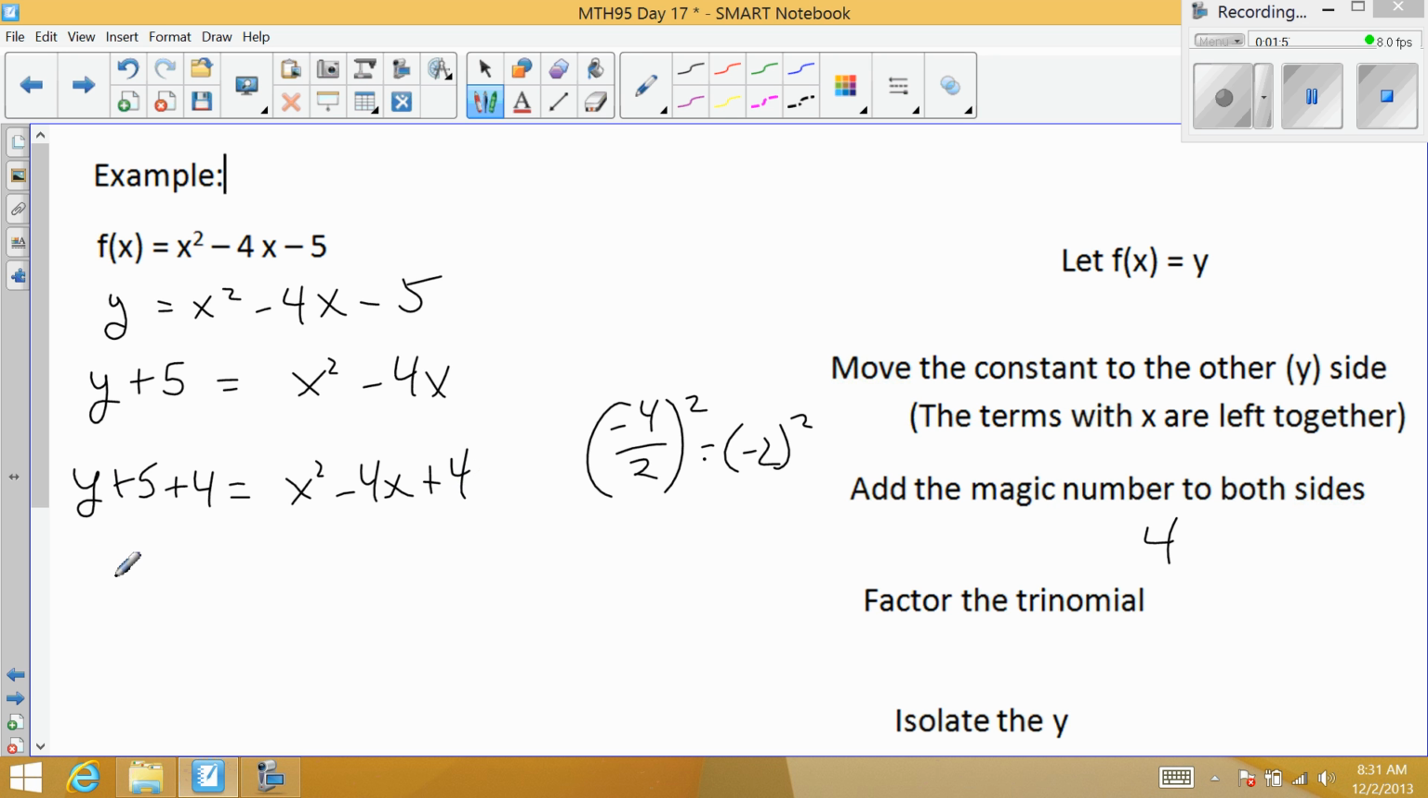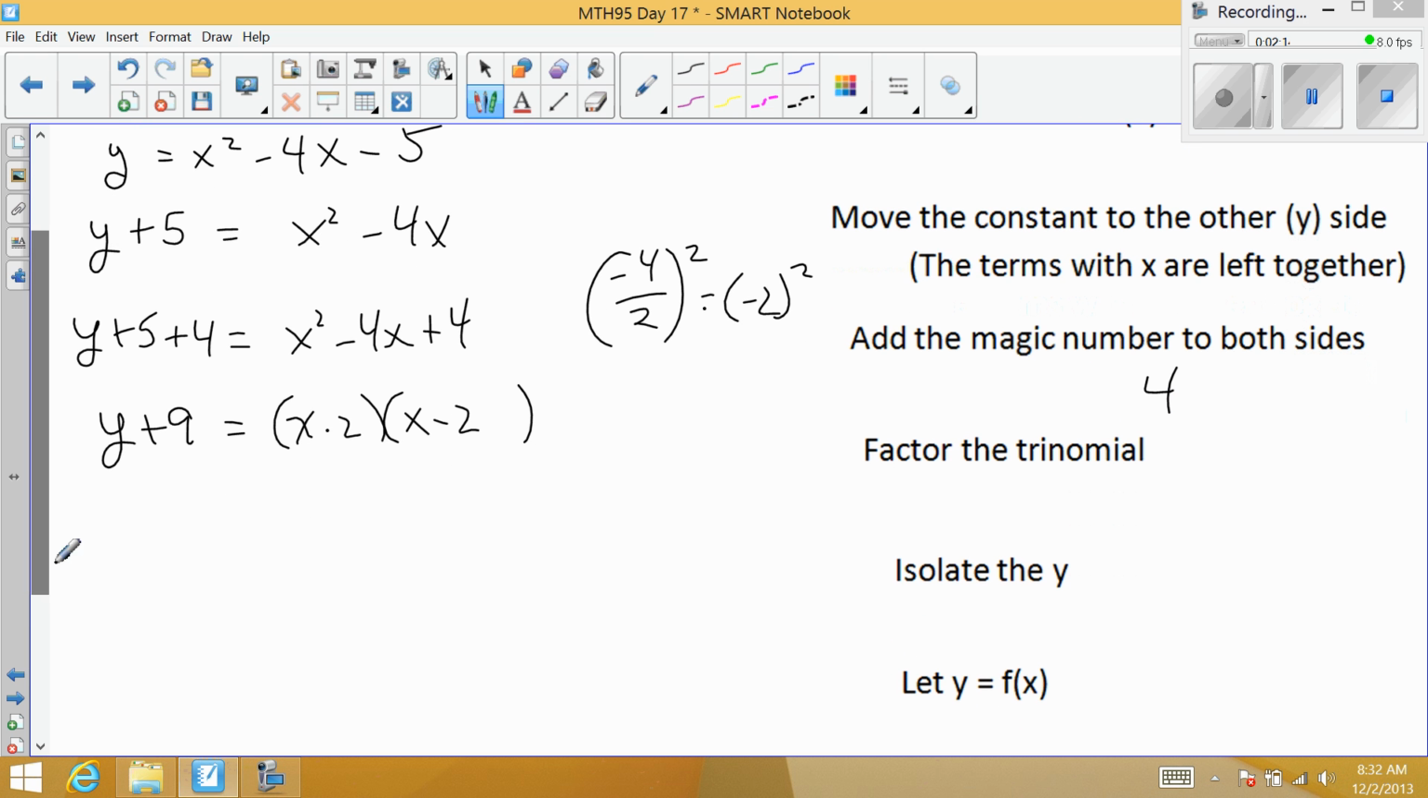I'll simplify the left-hand side. That gives me y + 9. Then I'm going to factor this side. You can use the shortcut if you want, or just factor it. This will give me (x − 2)(x − 2). Whenever we complete the square, they should always factor into those twins like that. So now I've got y + 9 = (x − 2)².